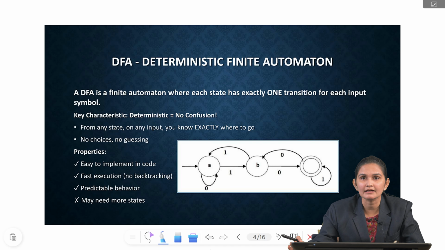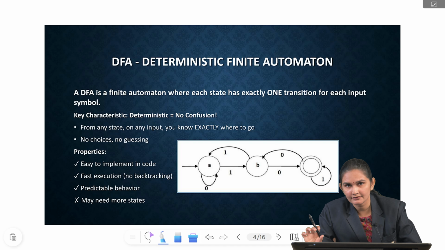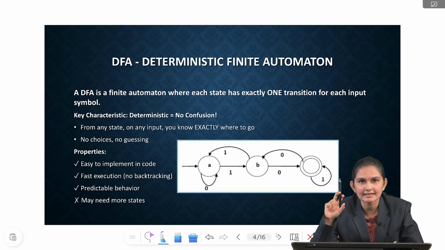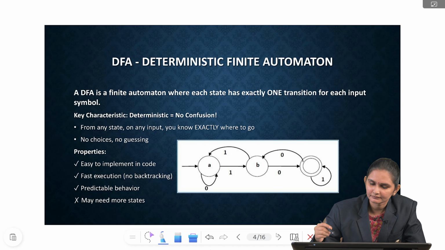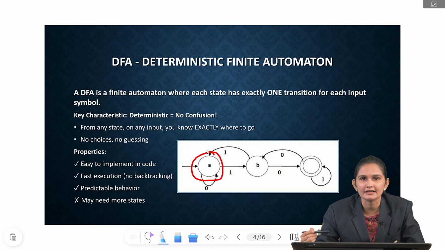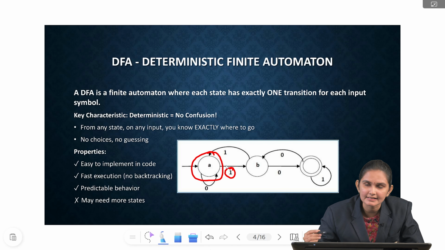Deterministic Finite Automata is where, if we have a state in the finite automata, it will take the input and go to exactly one state. Every state must contain one transition for each input symbol. For example, this is a state. A is a state. A state is denoted with a circle, and this one is an input symbol. The arrow symbols are the transitions.